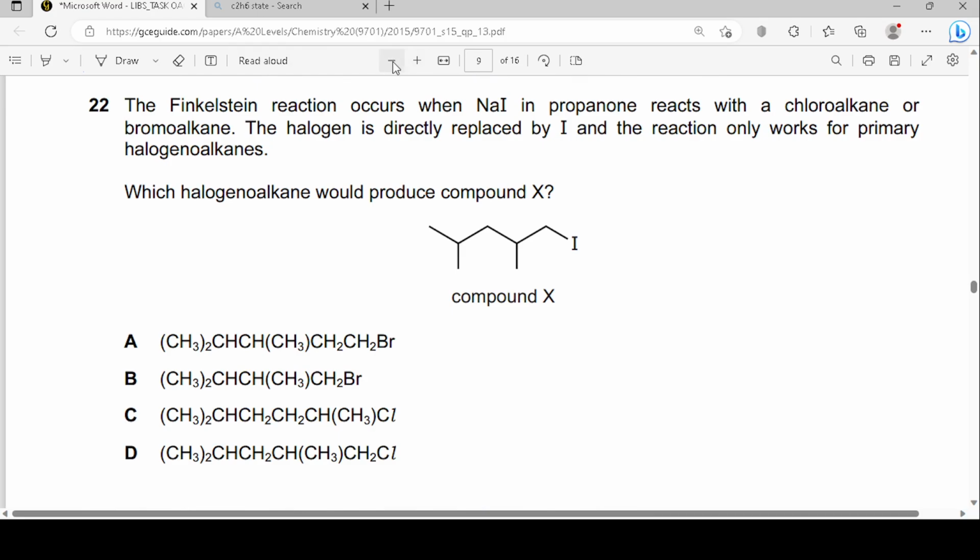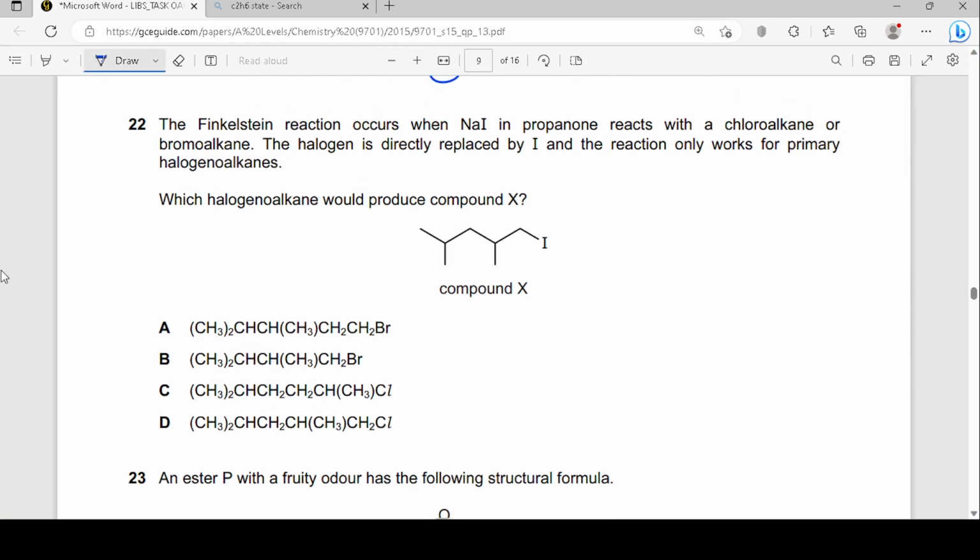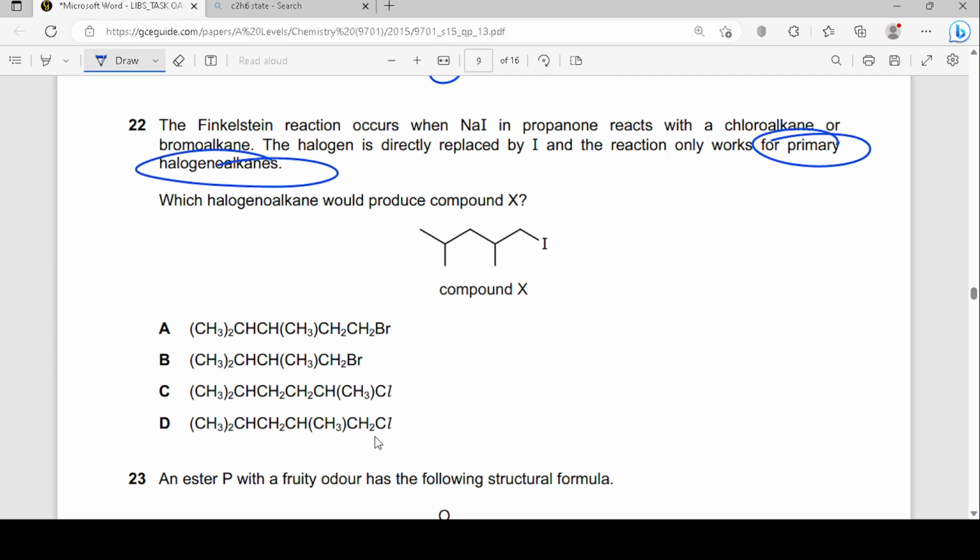The Finkelstein, I don't know how to pronounce it. The Finkelstein reaction occurs when NaI in propanol reacts with a chloroalkane or bromoalkane. The halogen is directly replaced by I, and the reaction only works for primary halogenoalkanes. Now, which halogenoalkane would produce compound X? So let me think about this. It only works for primary halogenoalkanes, so I can eliminate any tertiary ones.